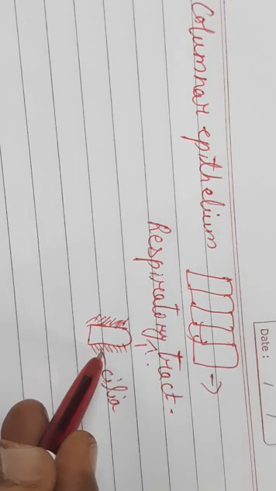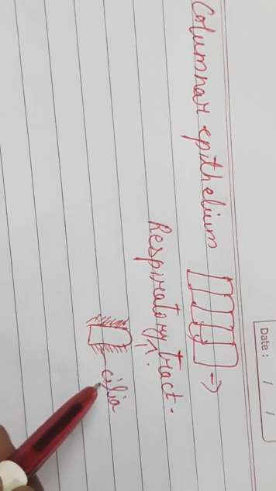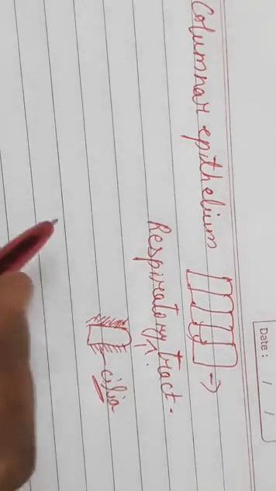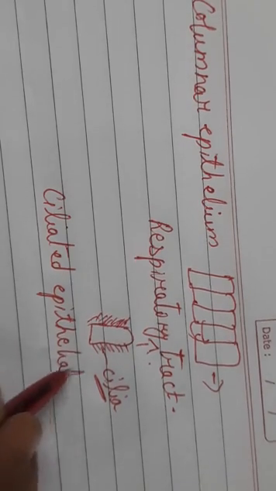And in the respiratory tract, the epithelium which contains cilia is called ciliated epithelial tissue.